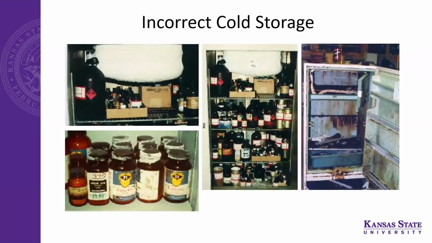These are some examples of incorrect cold storage. See, the labels are degraded, and this shouldn't be happening. Also, all chemicals with leaks, and this refrigerator should be disposed of too, because it's not good to store chemicals in it. Obvious corrosion.